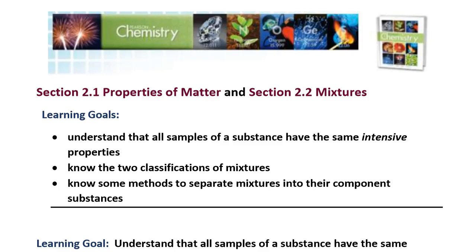This lesson covers Section 2.1 Properties of Matter and Section 2.2 Mixtures from our Pearson book. Our learning goals are to understand that all samples of a substance have the same intensive properties, know the two classifications of mixtures, and know some methods to separate mixtures into their component substances.